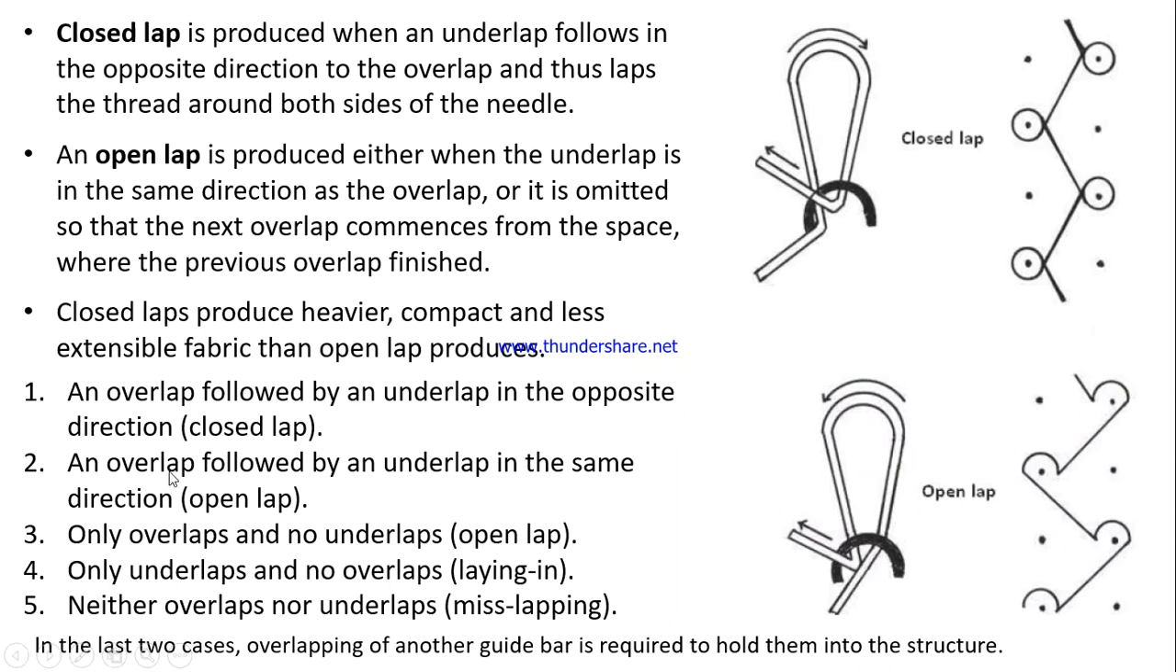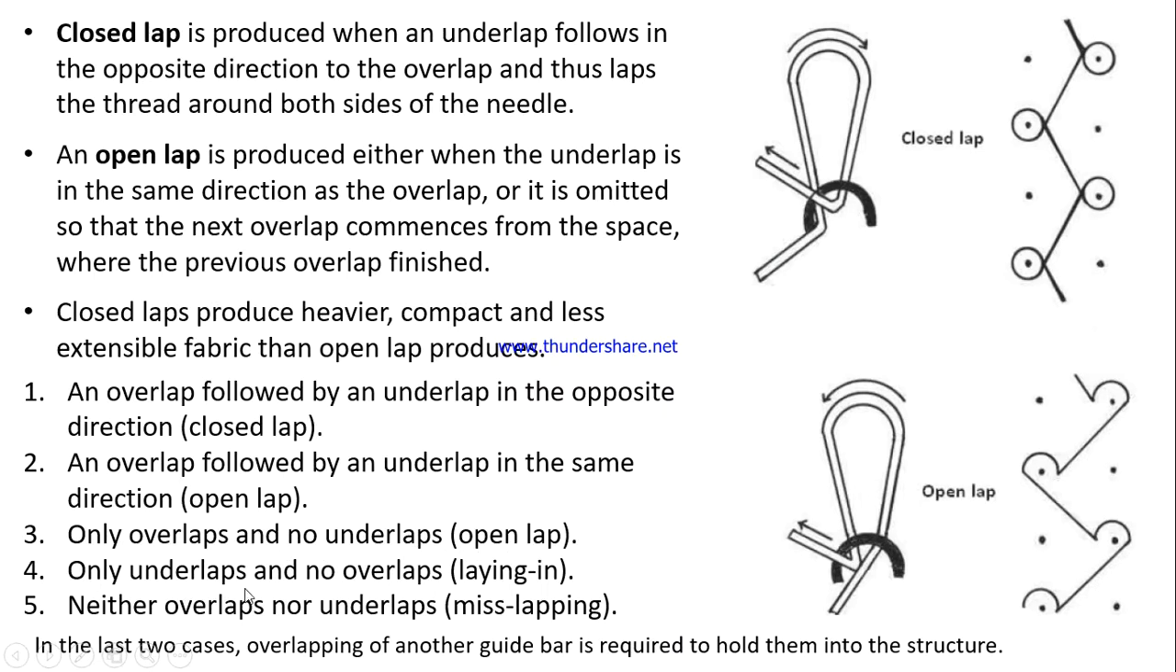But if the overlap is followed by an underlap in the same direction, then the open lap will be produced, because the loop cannot be closed. Only overlap and no underlap: if only overlap is produced for successive knitting cycles, then that will also produce an open lap.